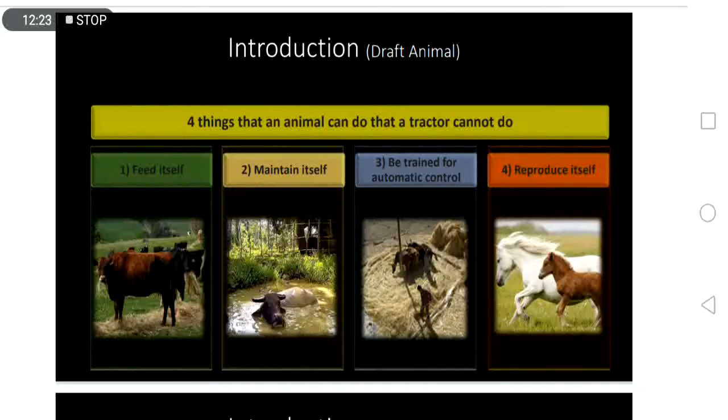While for the tractors, when you have two tractors, then after some time, of course, unless you buy some more, the number of tractors you have will remain the same. Unlike the draft animals, they can increase over time, or they can reproduce themselves.